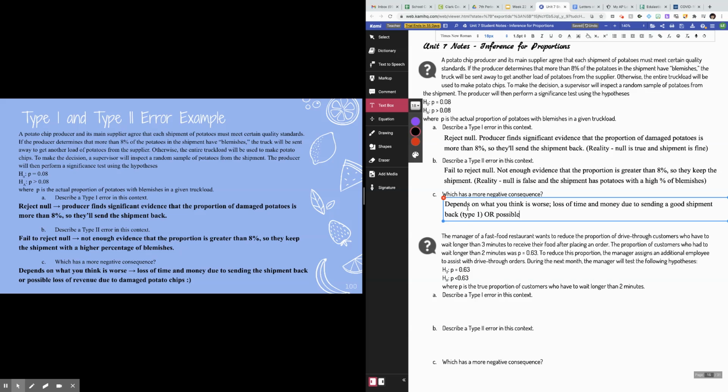Or a possible loss of revenue due to damaged potato chips, damaged chips made with blemished potatoes. That would be a type 2 error. Often on the AP test, you can write something very similar to what I've written here. You could make an argument for either a type 1 error being worse or a type 2 error being worse. You just have to make sure that whichever one you choose, you can justify it.